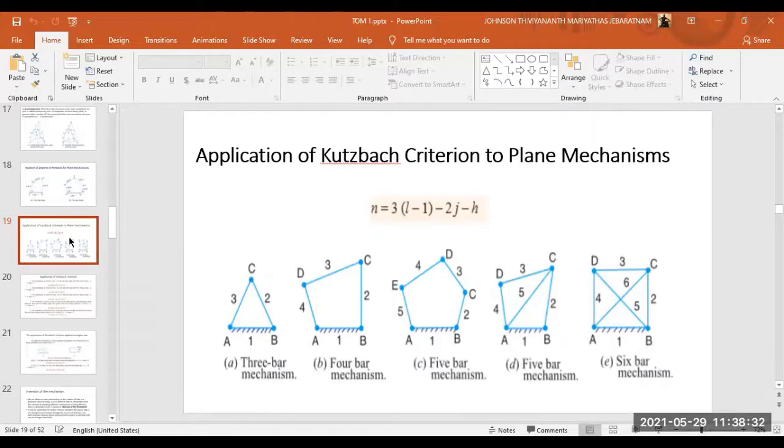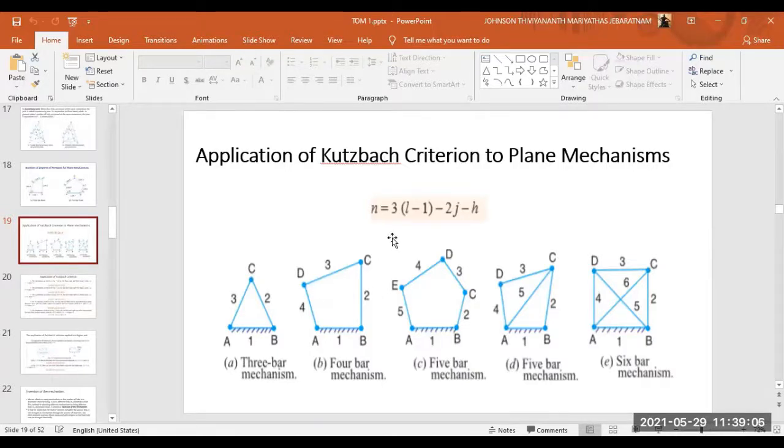For that we have a formula which is called the Kutzbach criterion: N is equal to 3 into L minus 1 minus 2j minus h. This equation we will apply in order to find the degree of freedom of plane mechanisms. Here a few simple mechanisms are given. First one is a simple 3-bar chain, second a simple 4-bar chain, third a simple 5-bar chain, and the fourth is again a 5-bar chain but in a different way. The fifth one is a 6-bar chain.